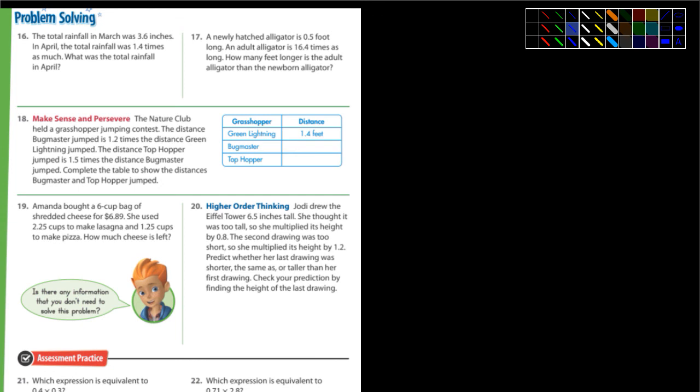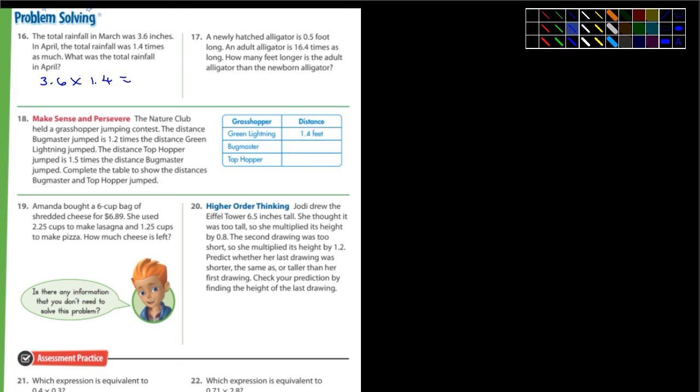Number 16, total rainfall in March was 3.6. In April, it was 1.4 times as much. What's the total rainfall? It's going to be 3.6 times 1.4. Number 17, a newly hatched alligator is 0.5 or a half a foot long. The adult alligator is 16.4 times.